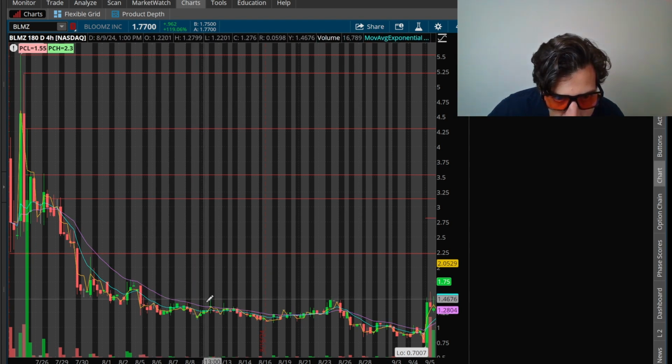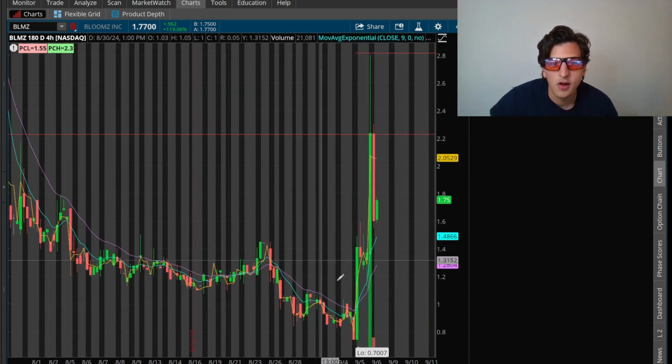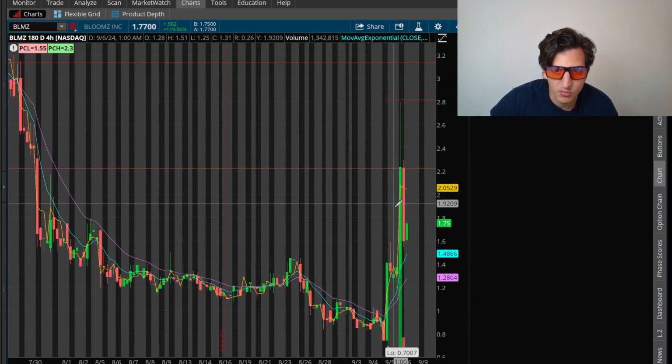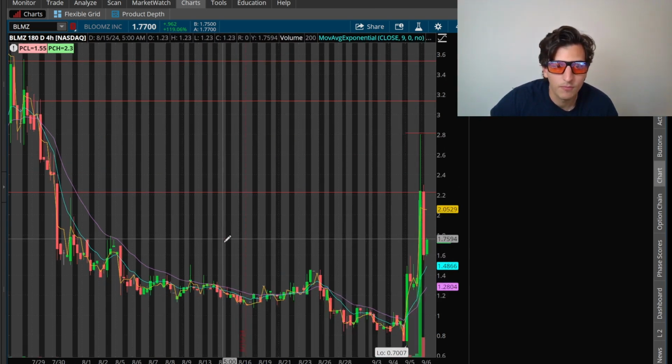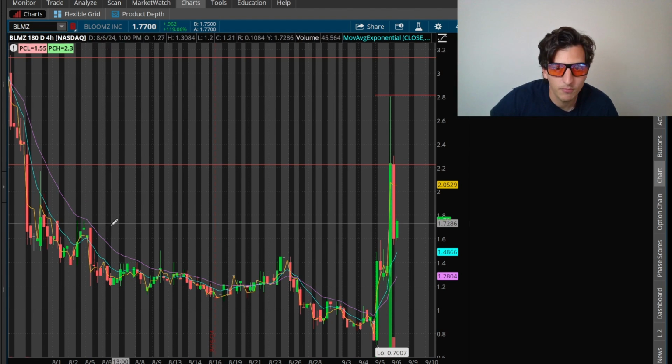So it looks like we have a topping tail here, a topping tail here. We rejected there, and we have a topping tail there, which is the pre-market high. Kind of coincides perfectly with these previous topping tails. We find some resistance, we pull back, form a higher low, and then once we break through that level, we're going to be looking for the next level.